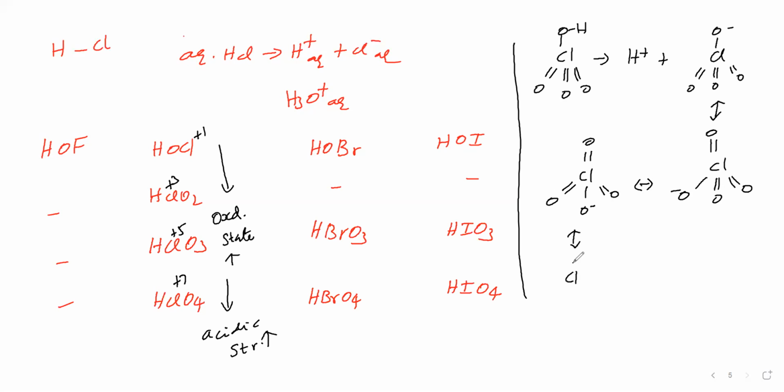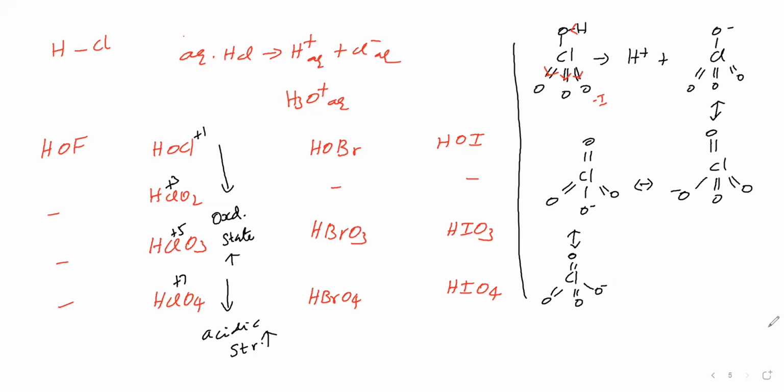Next resonance structure we will write. Next resonance structure is this one. Four resonance structures we have written for perchlorate ion. Then we will say this oxygen shows minus I effect, so the bonding electron cloud migrates like this. Oxygen shows minus I effect, therefore H plus is relieved.